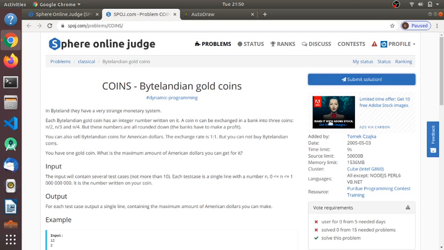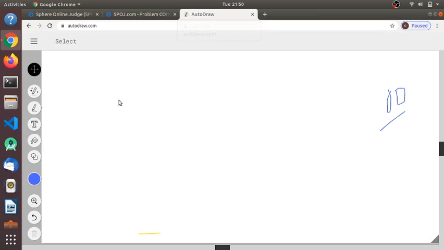Just try to understand it like this. You have to find out the maximum amount of American dollars that you can get for it. You have that gold coin with n written on it, and you have to find out the maximum American dollars you can earn from it, considering that your friend can supply American dollars in the ratio of 1:n. So let us understand this problem.